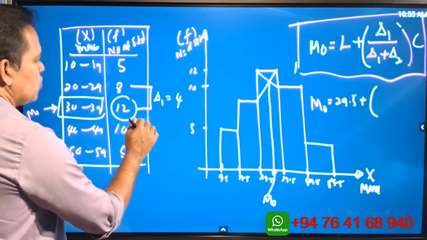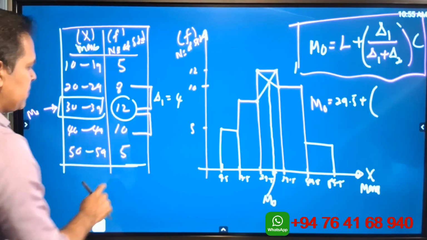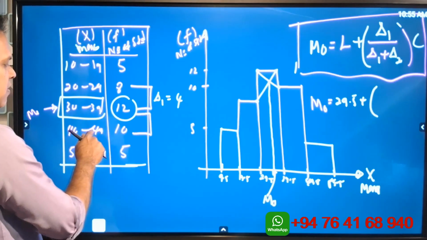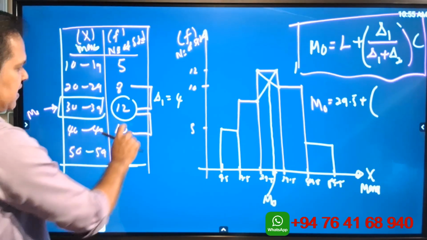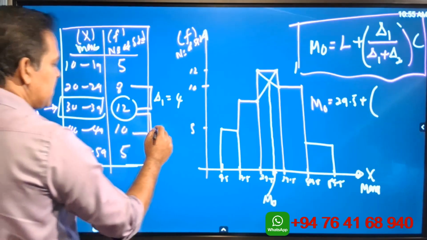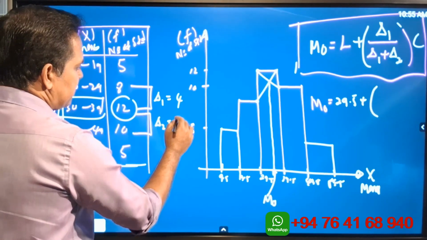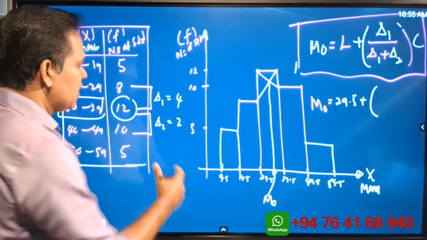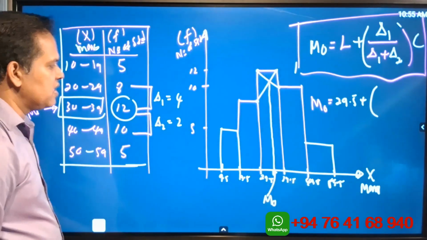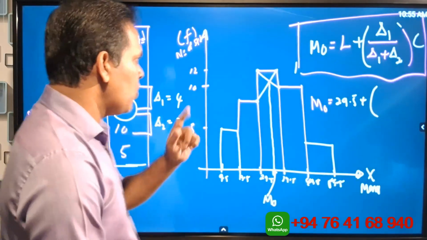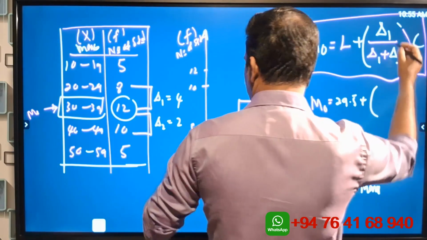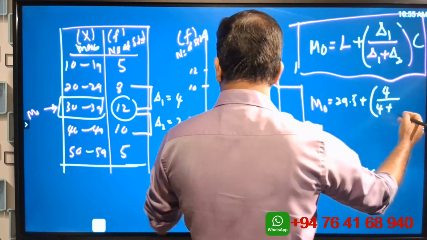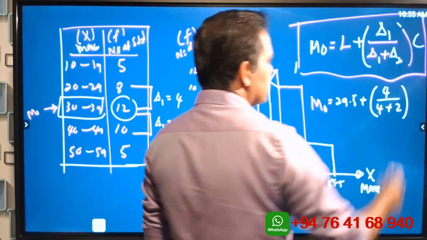Okay, what is delta 2? Delta 2 is the difference between the frequency of the mode class and the frequency of the post-mode class. That is these two values, 12 and 10, difference only. Only consider the difference, that is 2. No need to consider the sign, just the absolute value, 4 and 2. So now I substitute those values. Delta 1 was found as 4, delta 2 is 2.